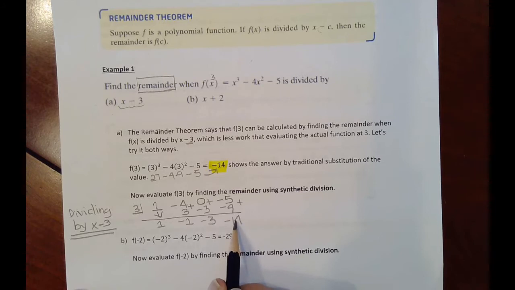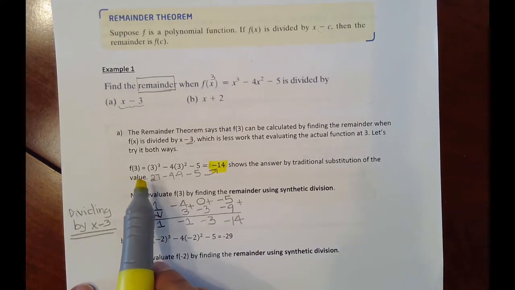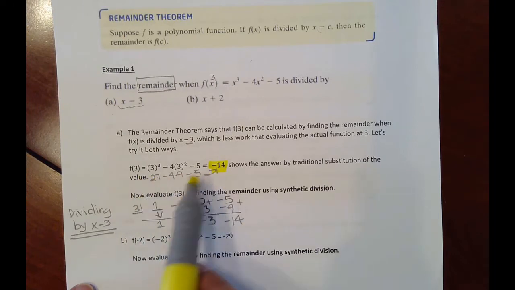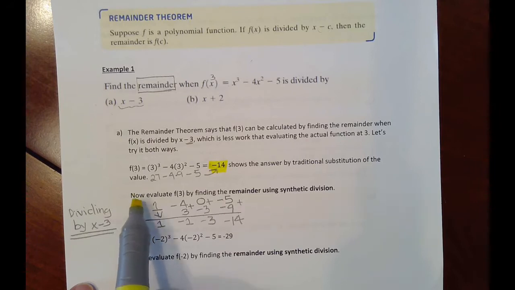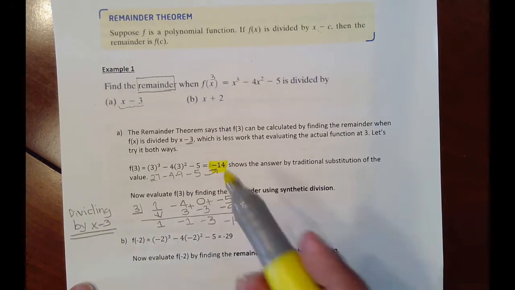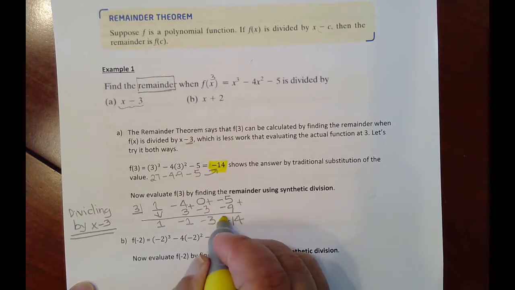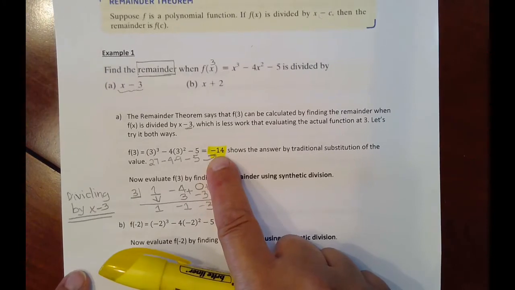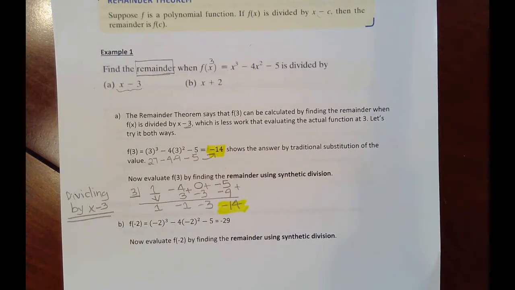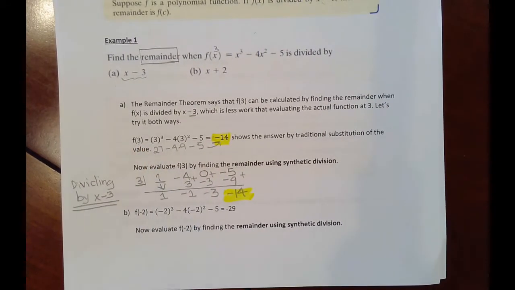Notice that you get the very same answer that you would have gotten if you plugged in 3 all the way down. Just dividing by x minus 3, which really means that inside the box is always the opposite of this. Opposite sign. But notice that you also get -14 just like you got up here. So that's what the remainder theorem introduces, a new way to evaluate a function at a particular value.